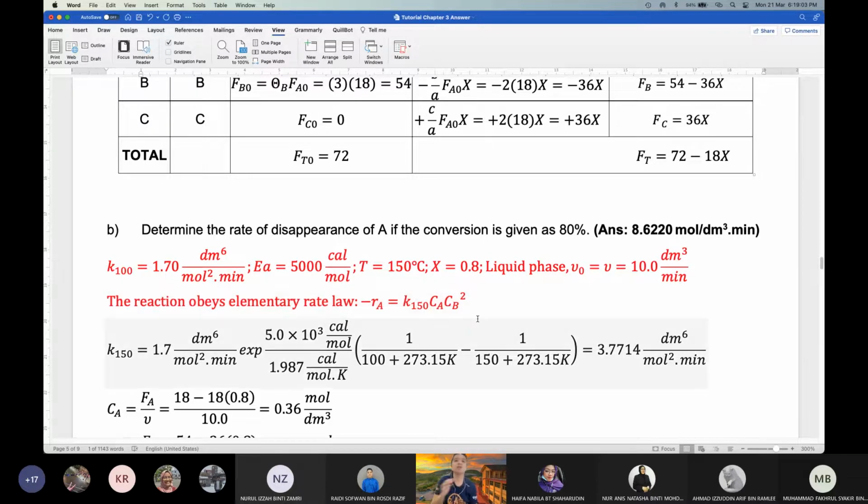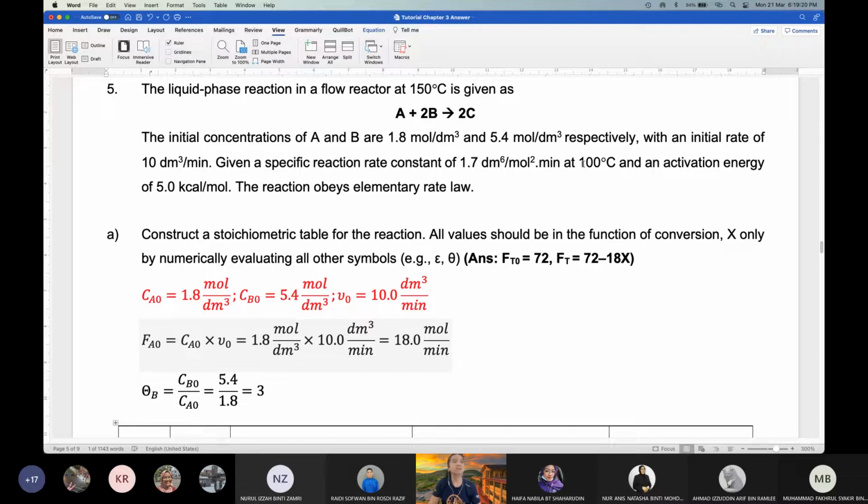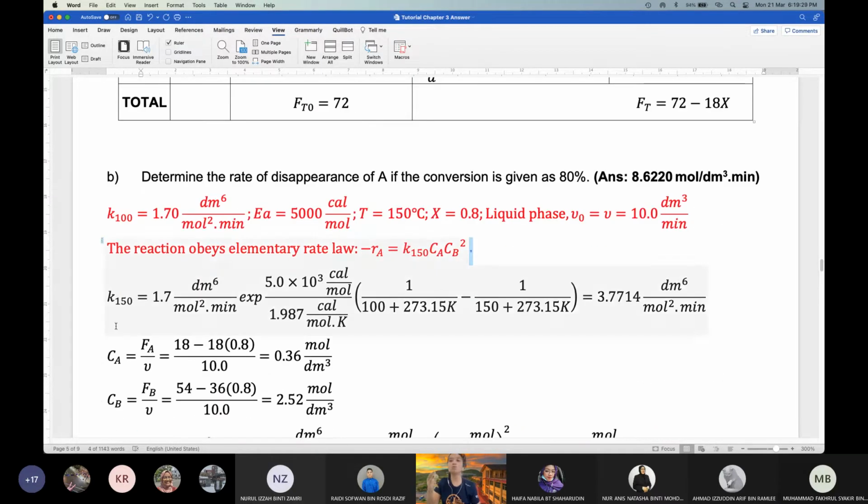Okay, so you write like this. So now you have to find one by one. So first of all, K. So dalam soalan ni kamu kena betul-betul check. Walaupun nilai K diberi macam soalan nombor 3, tetapi this K was given at 100 Celsius. This 1.7, your K is at 100 Celsius. However, your reaction is at 150 Celsius. You have to find the new K.